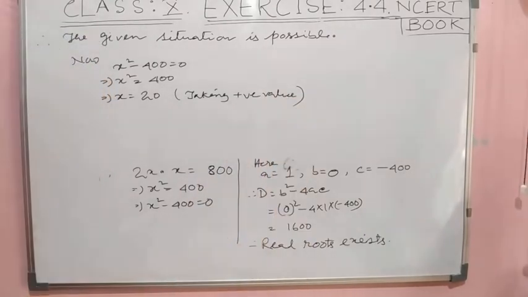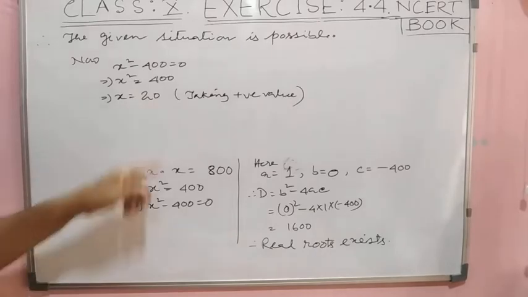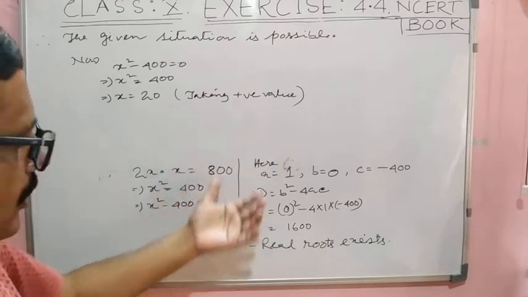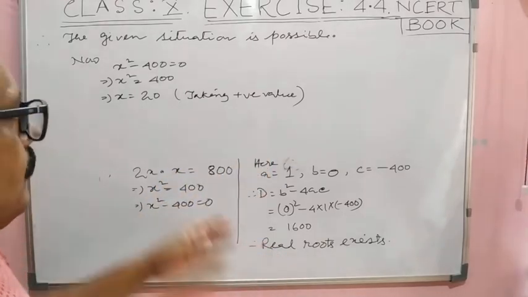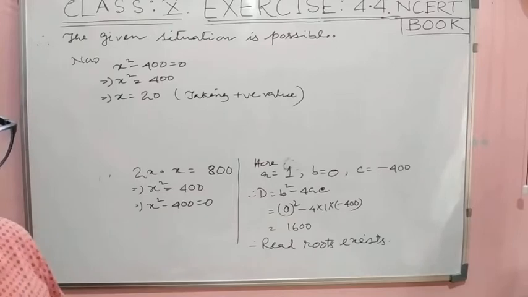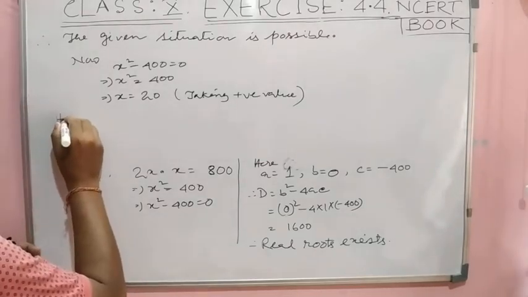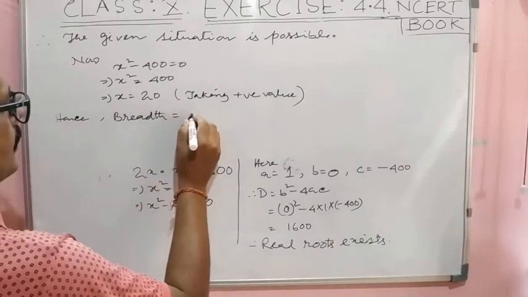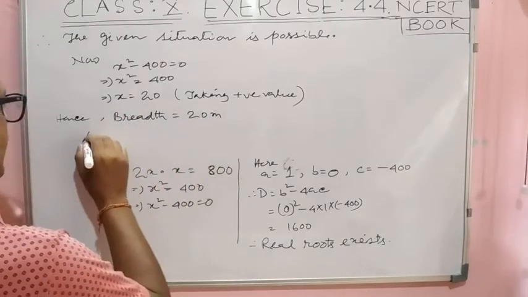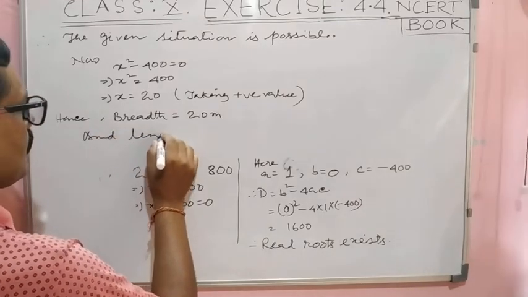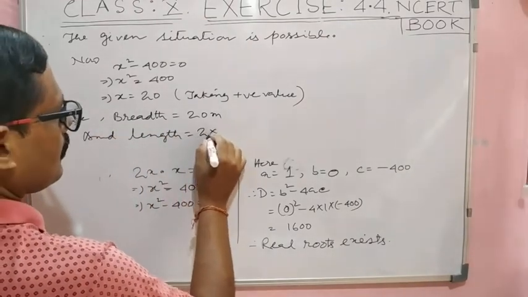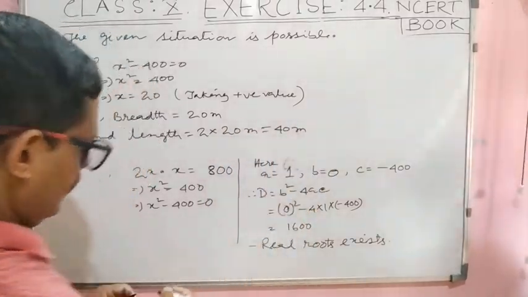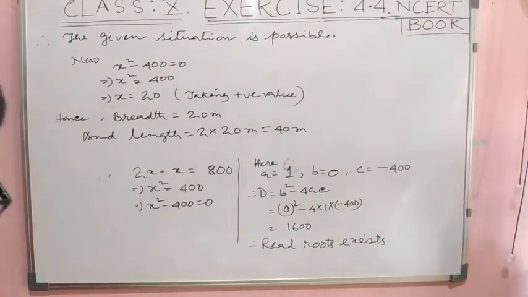Because definitely it will be plus minus, we can give plus minus here also, but I am writing only the positive value because length and breadth cannot be negative. So x equals 20, taking positive value. Hence breadth equals 20 meter and length equals 2x, 2 into 20 meter equals 40 meter. So this is the solution.